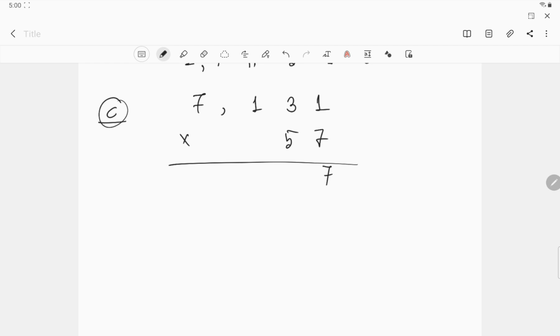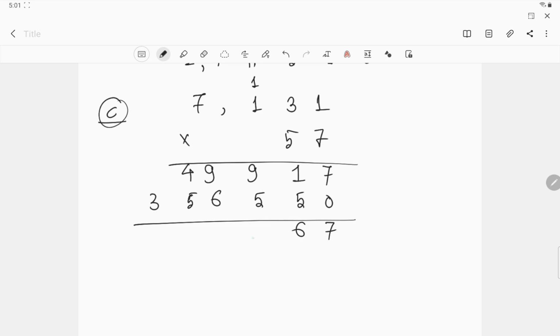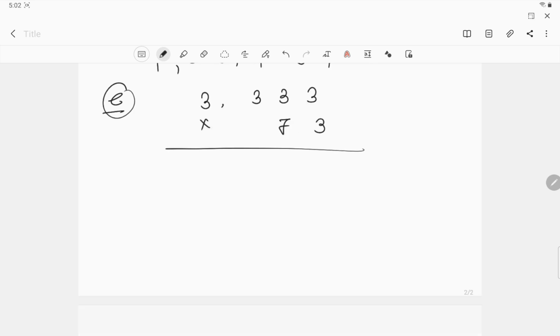Question number C, it is given. So 7 1s are 7, 7 3s are 21, carry 2. 7 1s are 7, 7 plus 2 is 9, and 7 7s are 49. Since 5 is in the tens place, the ones place will be 0, and 5 1s are 5, 5 3s are 15, and carry 1. 5 1s are 5, and 5 plus 1 is 6, and 5 7s are 35. Add them, 7, 5 plus 1 is 6, 9 plus 5 is 14, carry 1, 6 plus 1 is 7, 9 plus 7 is 16, carry 1, 5 plus 1 is 6, and 6 plus 4 is 10, and carry 1, 3 plus 1 is 4. So the answer will be 4,06,467.